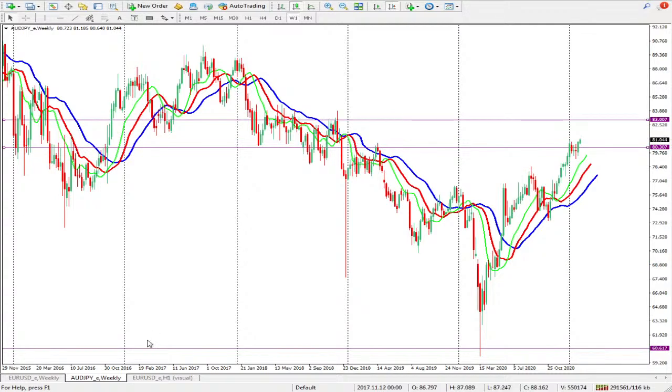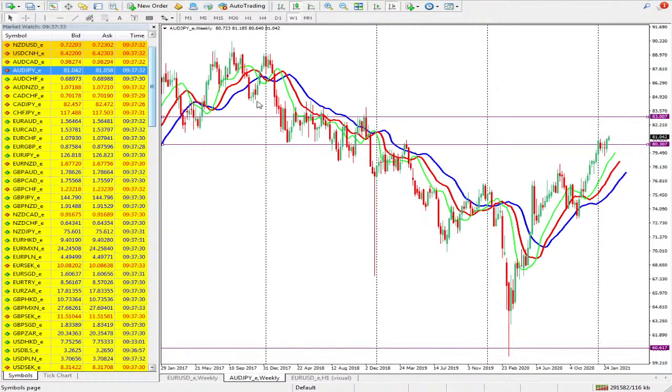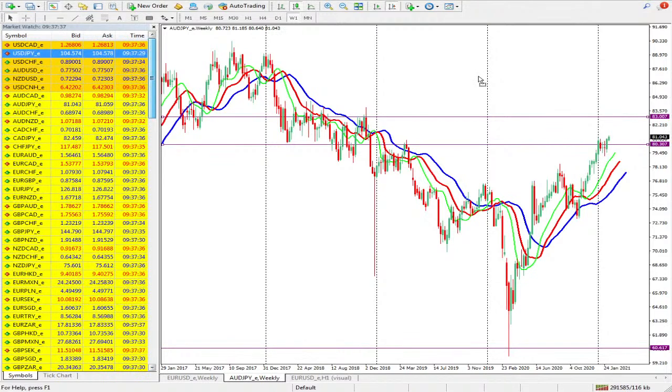We expect price to continue up to 83.007. Does that make sense? Yes, so we expect price to continue up to the level which I've just mentioned, which is at 83.007. The next chart is AUD/JPY.